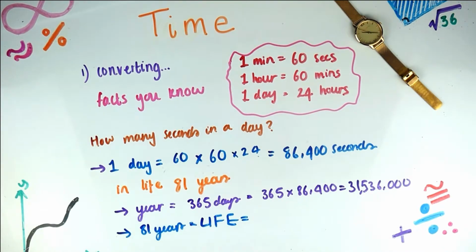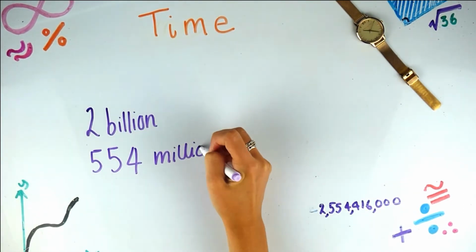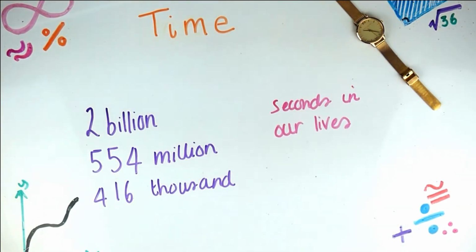So we're going to keep going. You take the number in a year multiplied by 81, and you get, in the average life, 2,554,416,000 seconds in our life, and we've just worked that out using everything we know. So that's how you can convert from seconds to days, or if you were going from days to seconds, you'd work the other way.